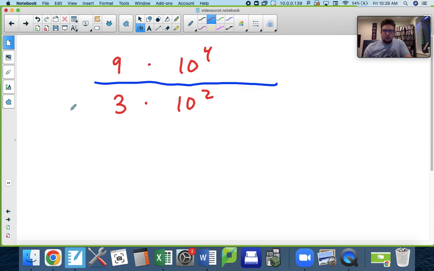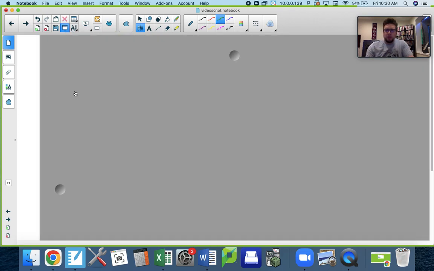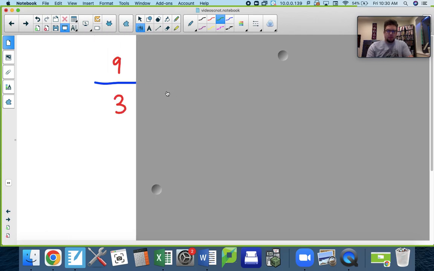So for instance, I've got this problem right here. 9 times 10 to the 4th divided by 3 times 10 to the 2nd. We've got two different problems that are happening at the same time. This is the first one. I'm going to take 9 and I'm going to divide by 3. I end up getting 3, keeping it simple for our first example here.